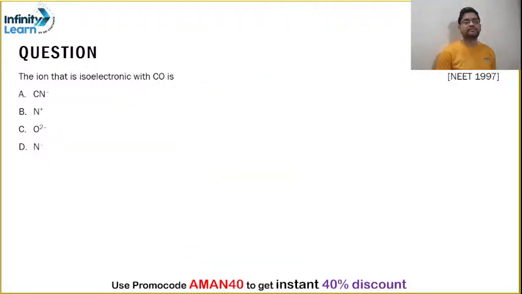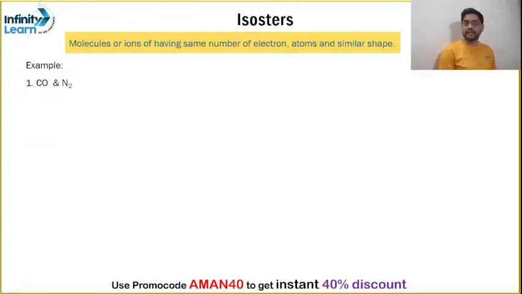Next, the ion that is isoelectronic with CO. Isoelectronic with CO means 8 plus 6, 14 electrons. CN minus ion, we have just seen that carbon is 6, nitrogen is 7 plus 1, that is equal to 14. So that will be the answer. Clear? Sure.